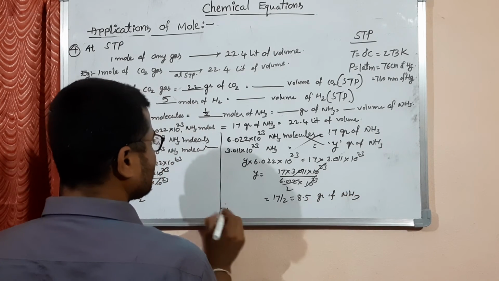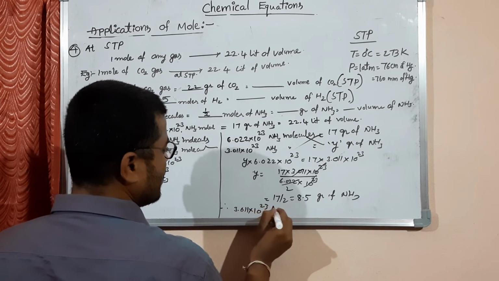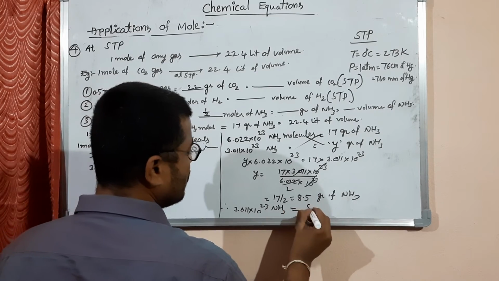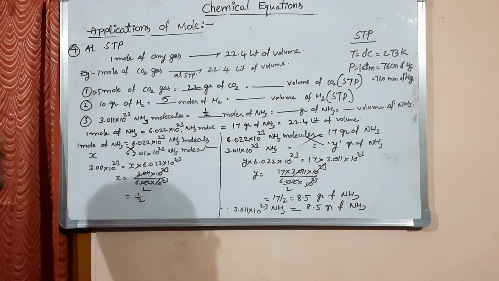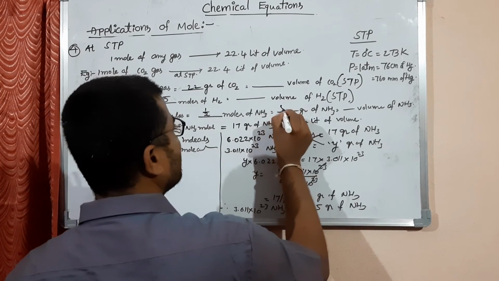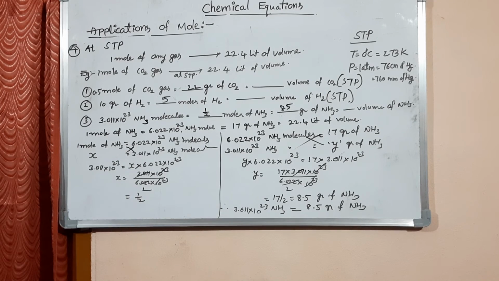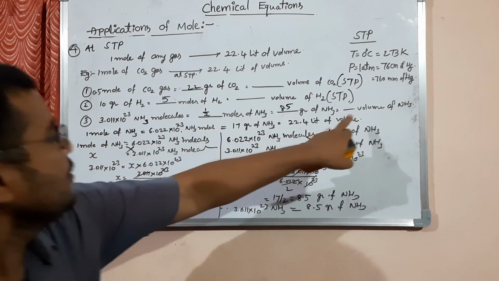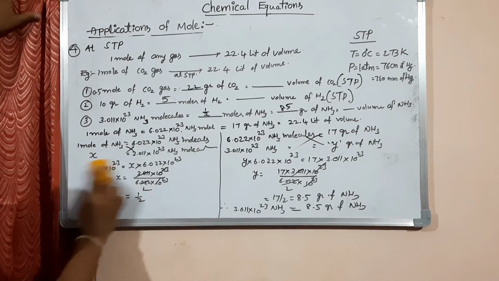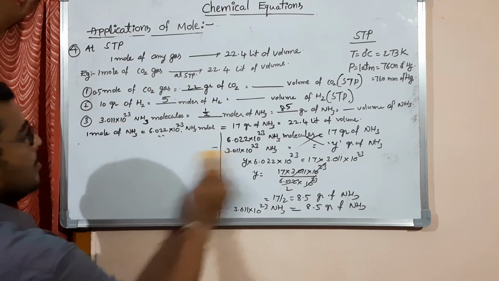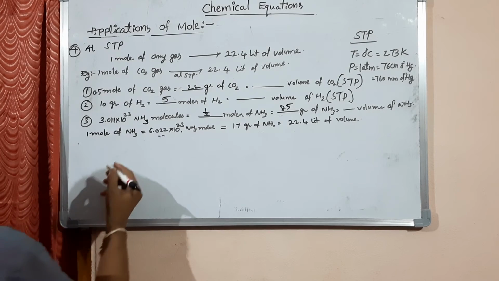Means here, 3.011 into 10 to the power of 23 ammonia molecules is equal to 8.5 grams of ammonia. Next, the relation between molecules and volume.